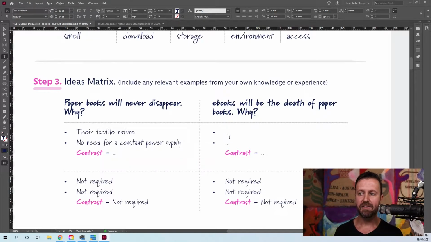The other side here is ebooks will be the death of paper books. So we're saying that, yeah, paper books will basically be destroyed because of the ebook industry. What are some arguments and some ideas around that? So the one I've got here is ease of use.